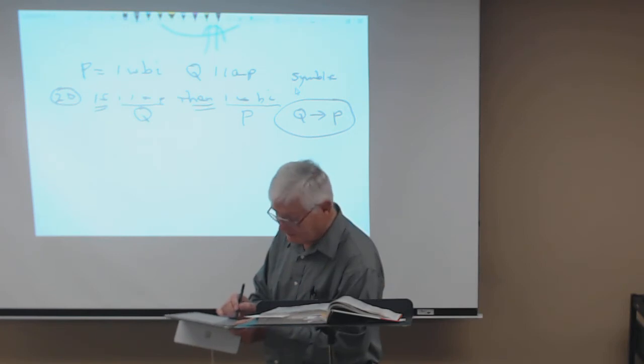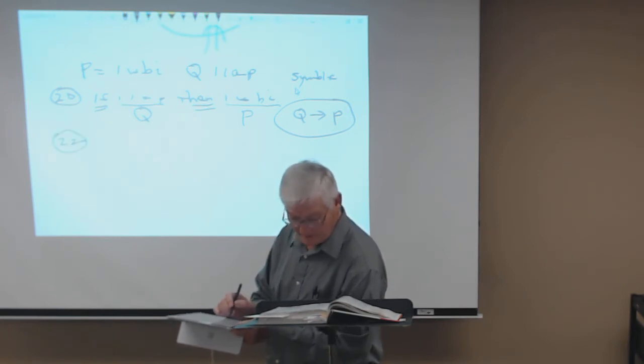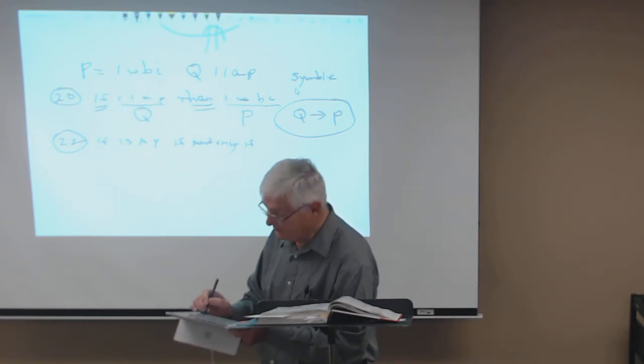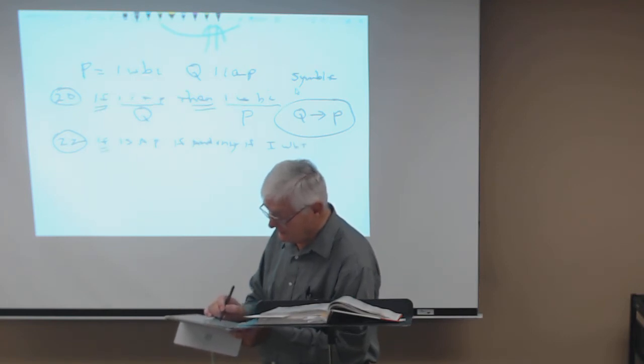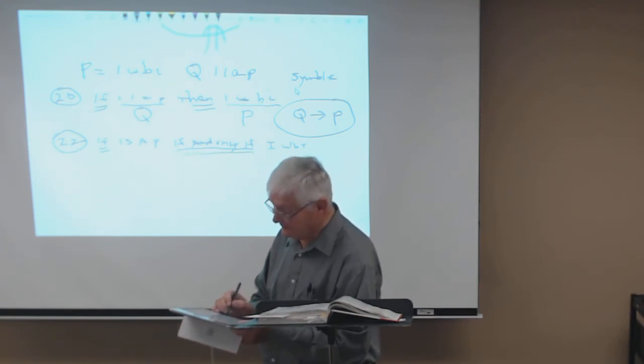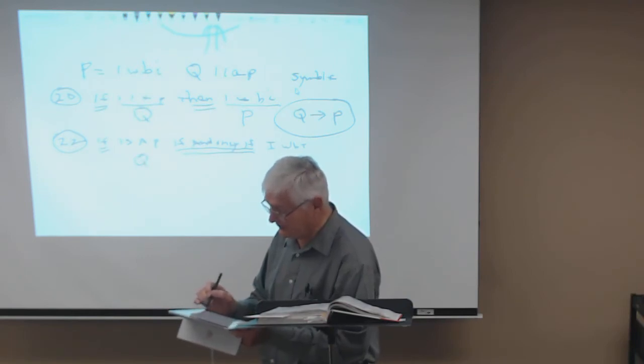Okay, let's do number 22. 22 says, it is a poodle, if and only if, I will buy it. So, if and only if. What is it is a poodle? Q. And I will buy it is P. Everybody agree with where I'm getting my letters?